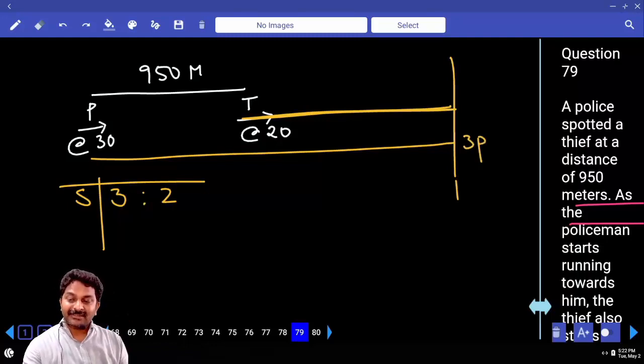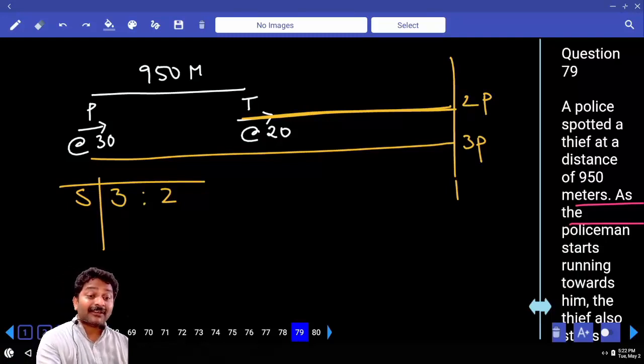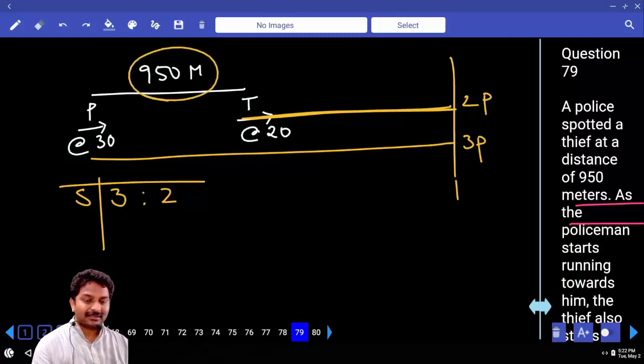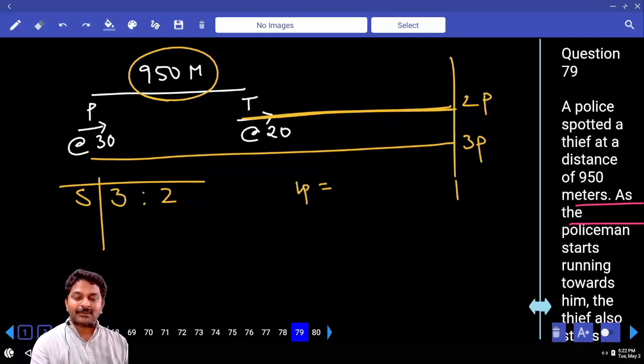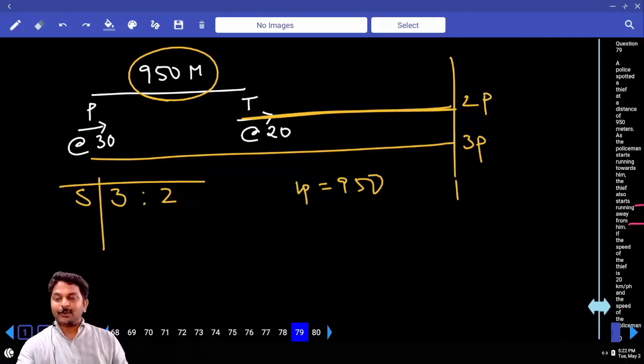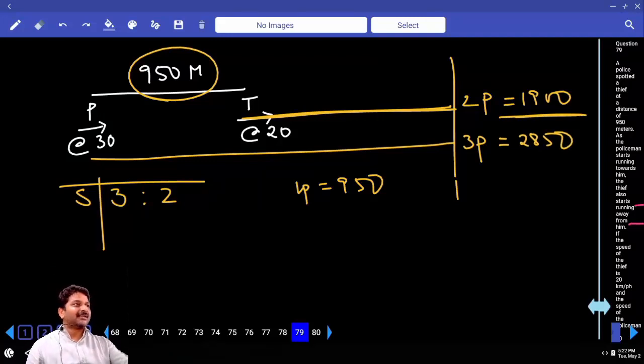Police covered 3 parts. Thief covered 2 parts. The difference, that 1 part, is equal to 950 only. If 1 part is equal to 950, 2 parts is equal to 1900, 3 parts is equal to 2850. Distance covered by the thief is 1900. Over.